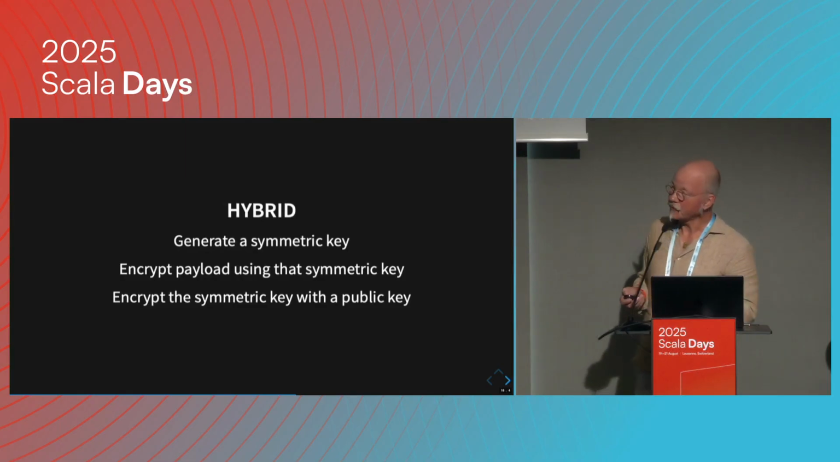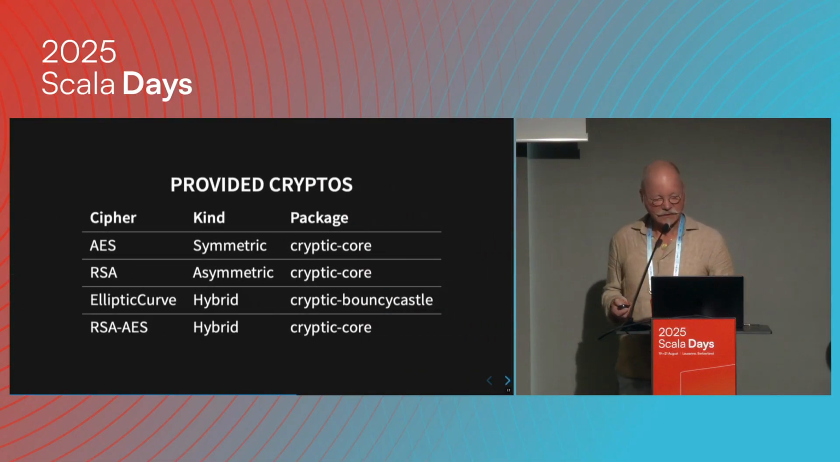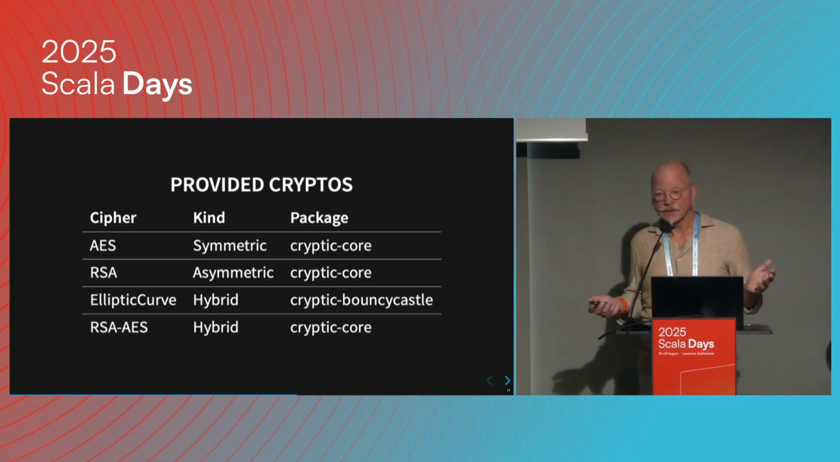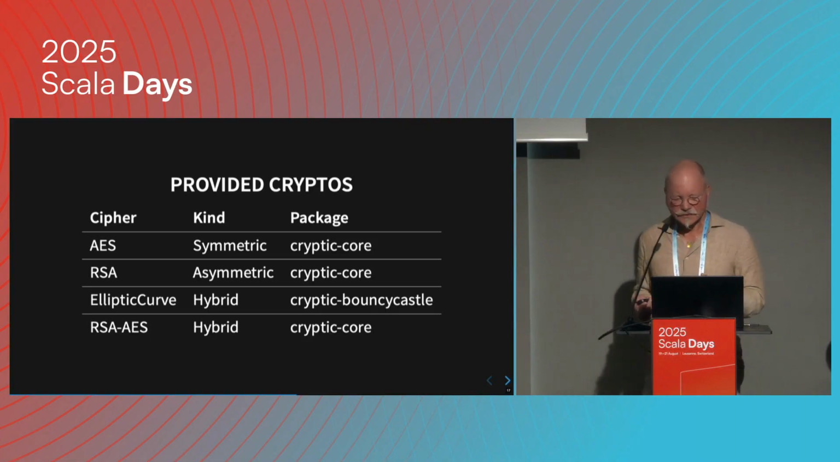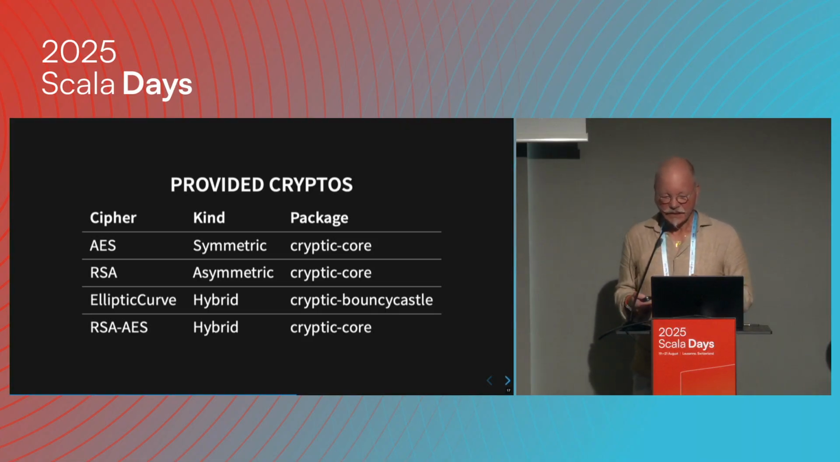Okay, let's look at the provided cryptos, apart from Caesar and reverse in Kryptic. So we support AES and RSA, one symmetric and one asymmetric. They're all part of Java. We also support elliptic curve. It's asymmetric, but it has a hybrid mode. And the elliptic curve adds a dependency on Bouncy Castle. The last crypto, RSA-AES, will show how you can convert an asymmetric crypto, in this case RSA, to a hybrid crypto using AES.